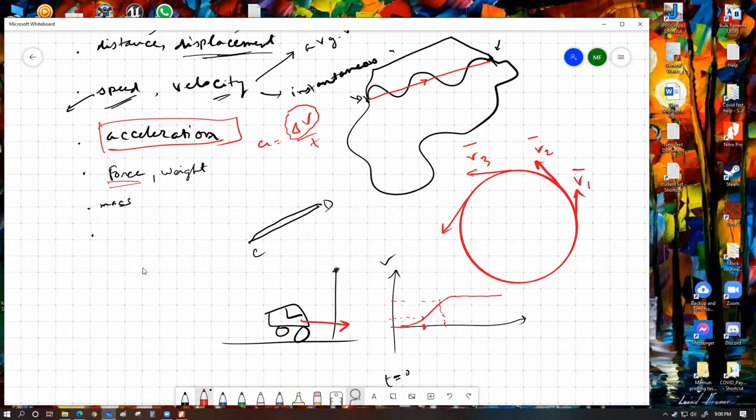Weight is defined as the force by which Earth pulls something. The exclusive gravitational pull of Earth is defined as weight, and mass is basically how much substance an object has.